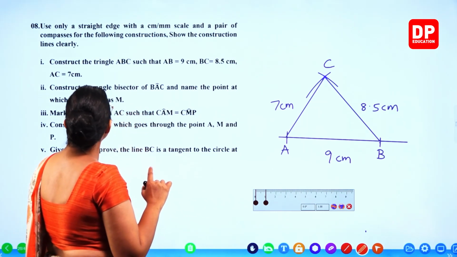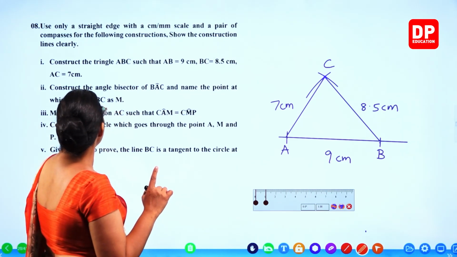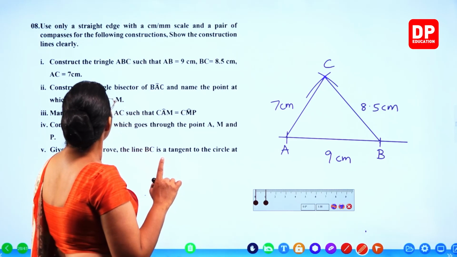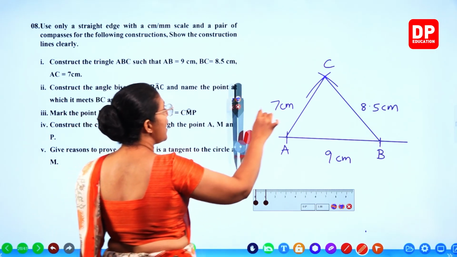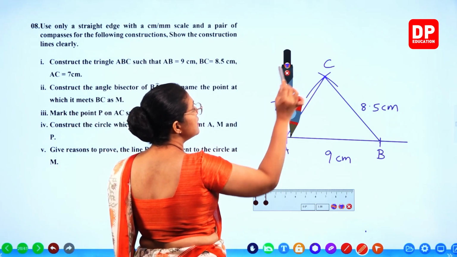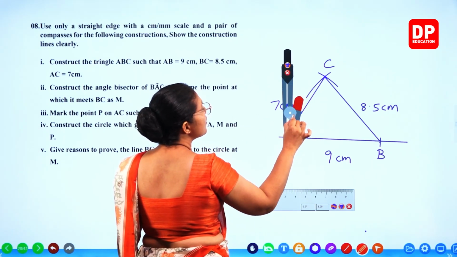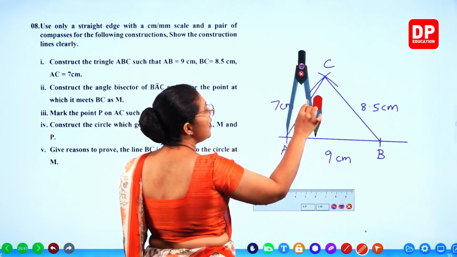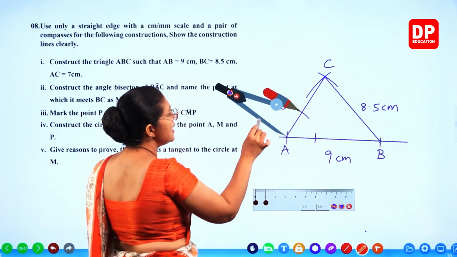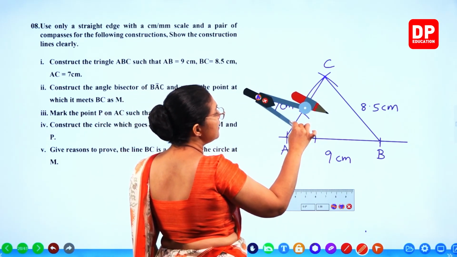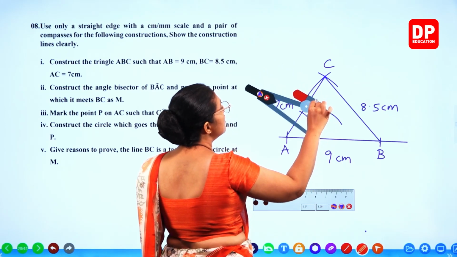What's the second part? Construct the angle bisector of BAC and name the point at which it meets BC as M. BAC, angle bisector. So you have to use the compass for that. How you bisect an angle? Take the compass and keep the compass on top of the vertex point. Take any distance and then you mark the 2 arcs with the equal distance, and you can take the same length or different length and you can mark the arcs.